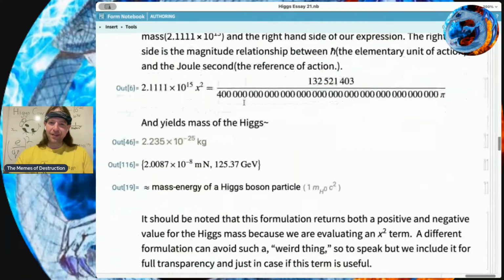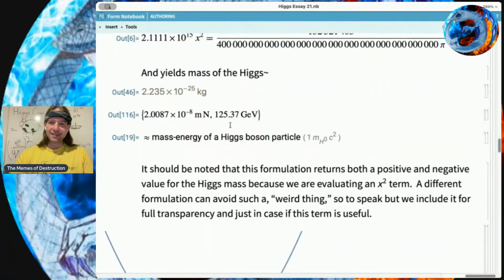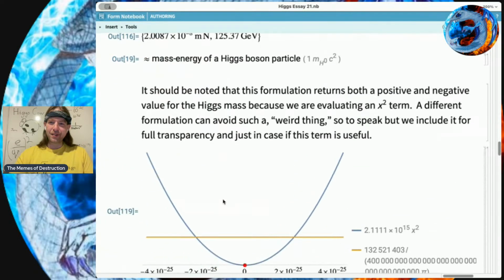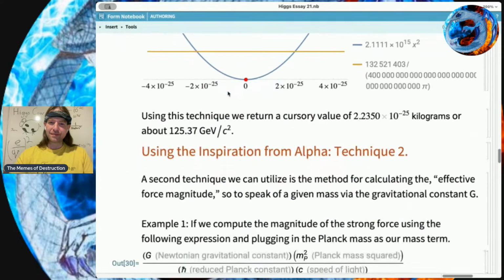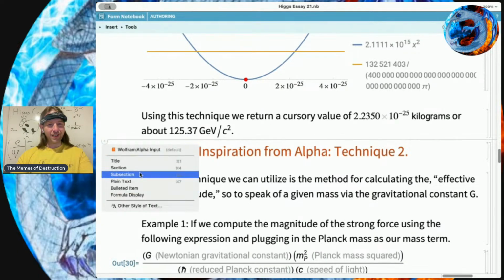Okay, so we have this mass entry of the Higgs particle. We're just going to have this all be Wolfram stuff.